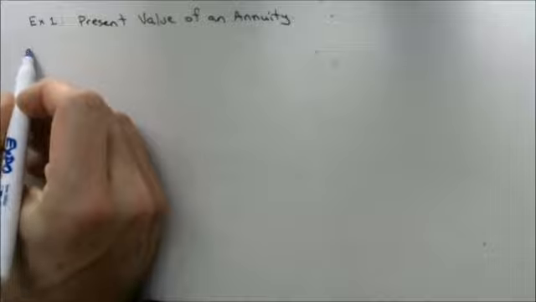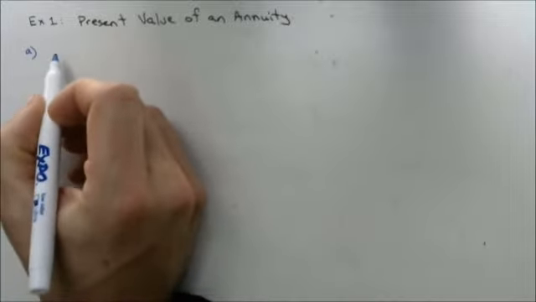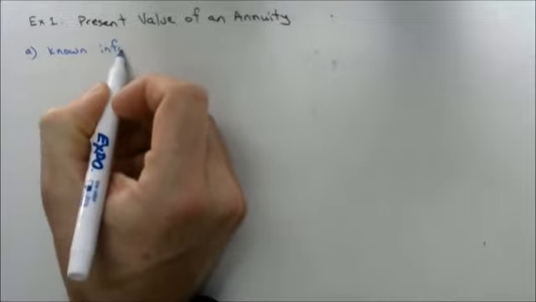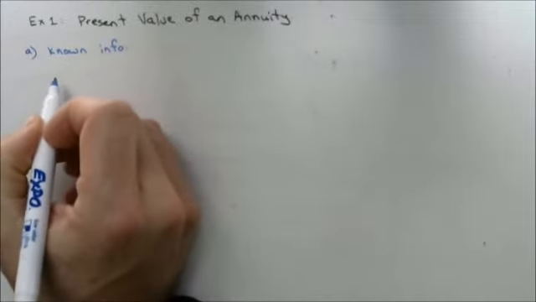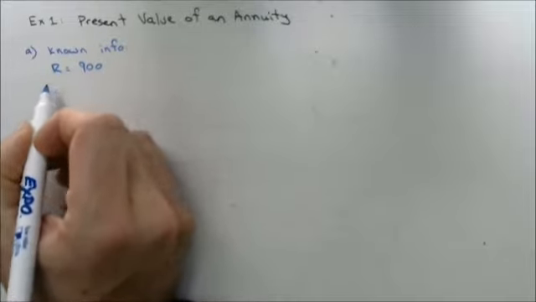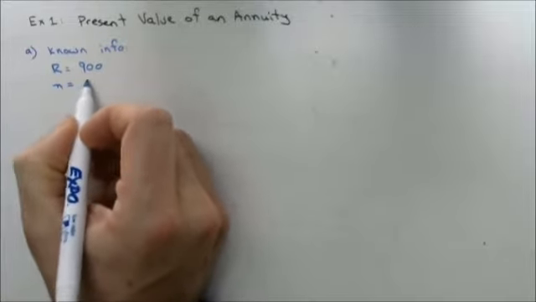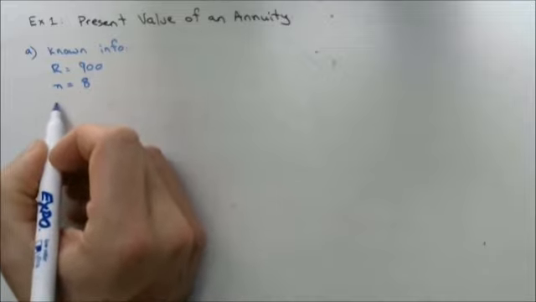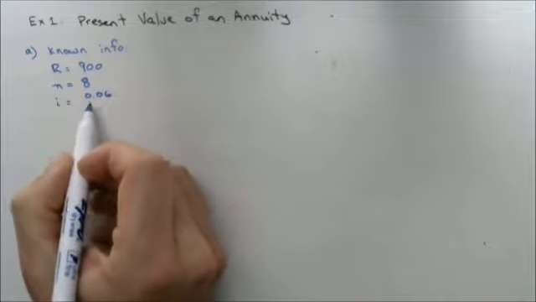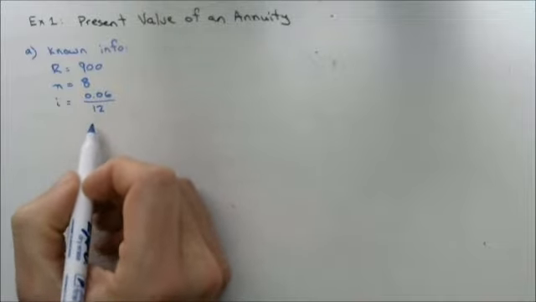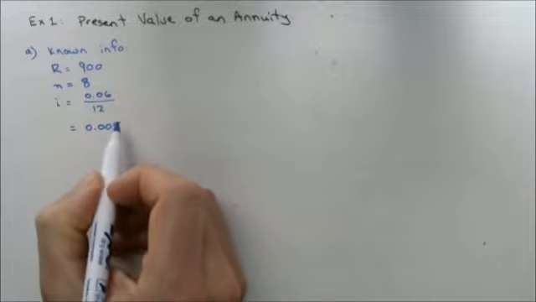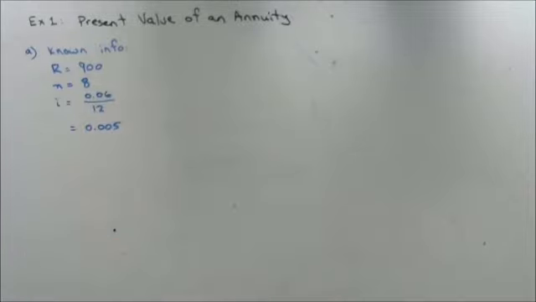So let's record what we know. Known info. We have a regular withdrawal of $900. We have monthly for 8 months, so n is 8. We have an interest rate of 0.06, that's 6% as a decimal, for monthly, which reduces to 0.005.